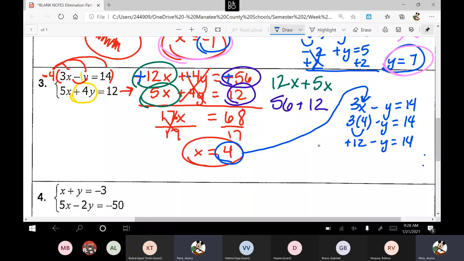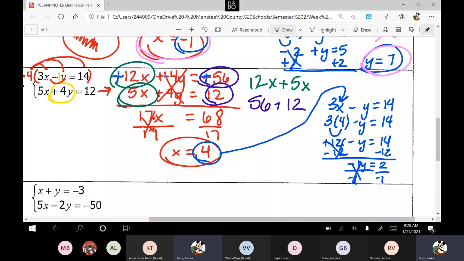We need to get rid of this positive 12. So I'm going to do the opposite, minus 12 on both sides. Then we have negative 1y equals 14 minus 12, which is 2. Don't forget that negative sign in front of the y. And I put my 1 there because it's nice to see a number. It's going to help you guys eliminate that negative sign. And we know this is negative 1 times y, so I'm going to do the opposite, divide by negative 1. So then we get our final answer, y equals negative 2.